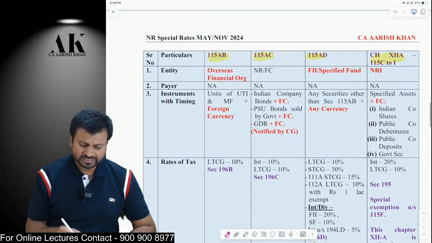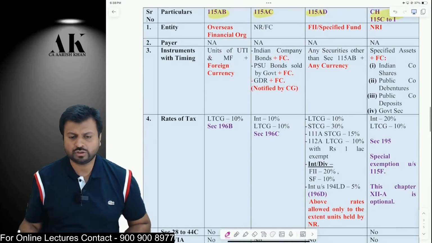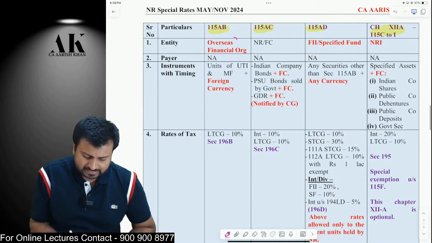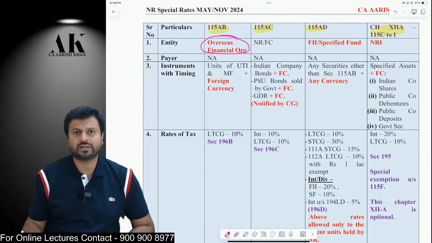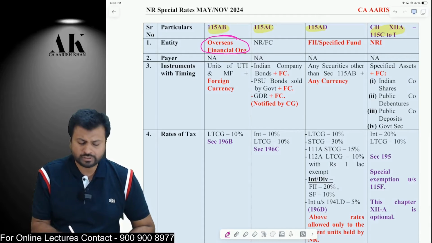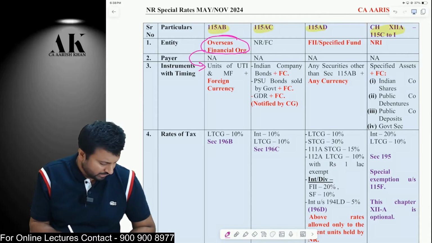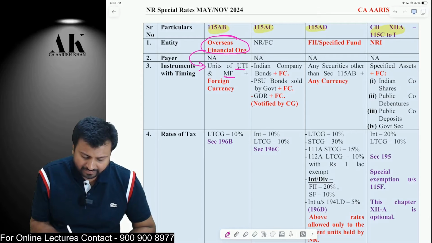Now, coming to the 7th section. What is the 7th section? Who is the assessee in the 7th section? The assessee in the 7th section is an Overseas Financial Organization. What is the assessee doing? The assessee is investing in units of UTI mutual fund in foreign currency.